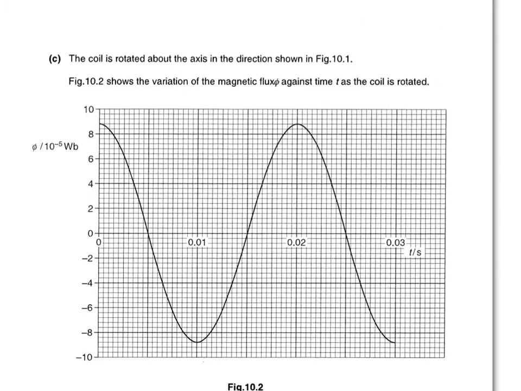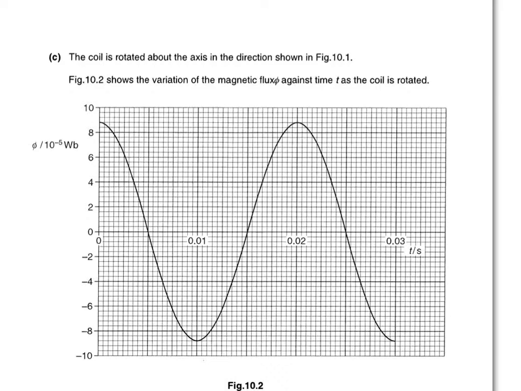we've got the coil being rotated, in the direction shown on that diagram, and we get a graph as a result showing the variation of the flux against time as the coil is rotated. Notice this is flux, not flux linkage, and we're getting a cos curve. So we start up at the high value, we go to 0, goes low, and so on, but cos curve.